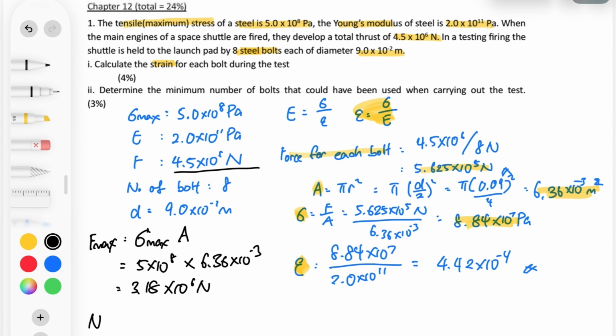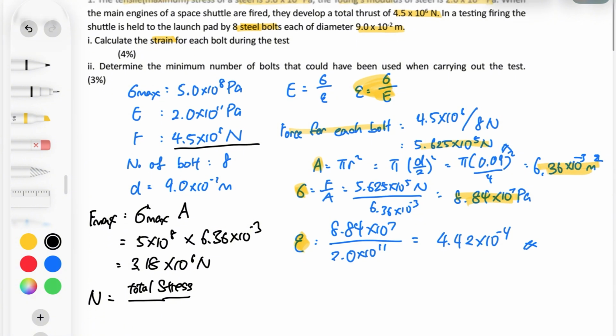So the number of bolts equals the total force divided by the max force for each bolt, sorry, not total stress. We got 4.5 times 10 to the power of 6 divided by 3.18 times 10 to the power of 6, and we got the answer n equals 1.42.